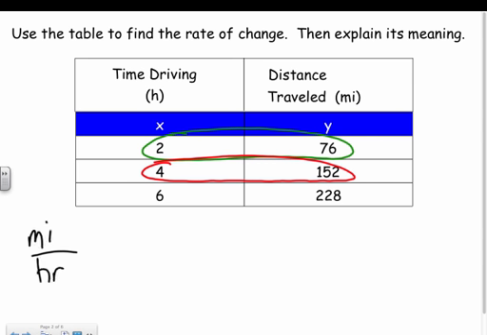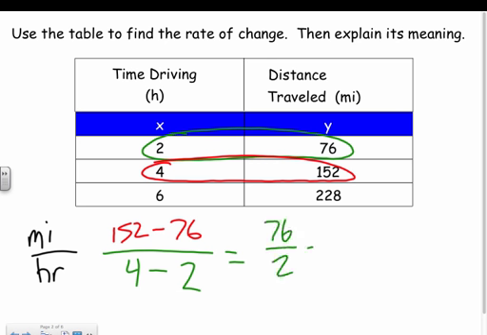So how do I find how much it changed for the miles? We subtract them. 152 minus 76. And then for the time driving, well, in 152 miles, we went 4 hours. And for 76 miles, we went 2 hours. And so now we can find that rate. So how much did it change during those two time periods? And we find out that it is 76, actually, isn't it? 76 over 2, which simplifies into 38.